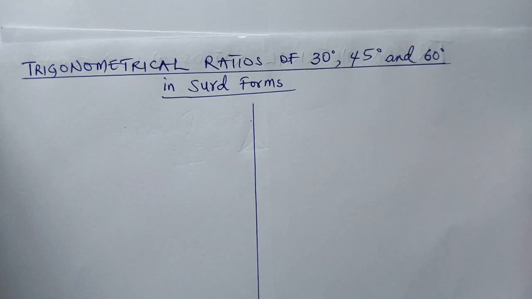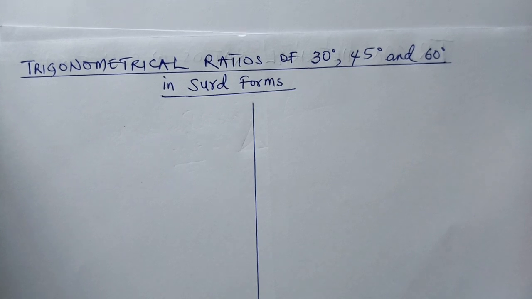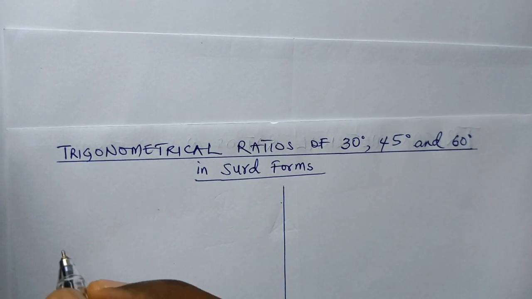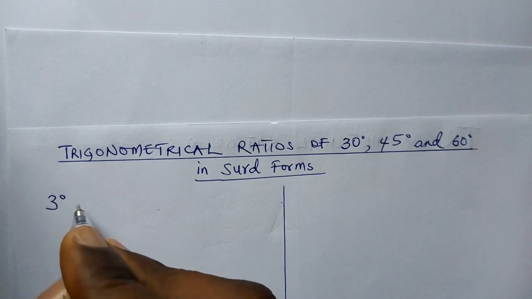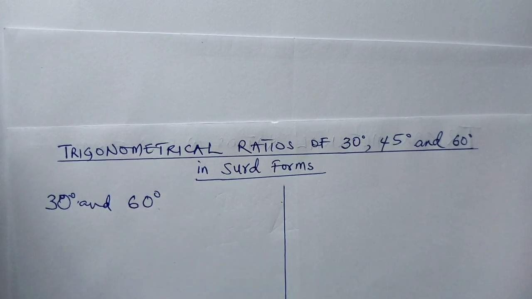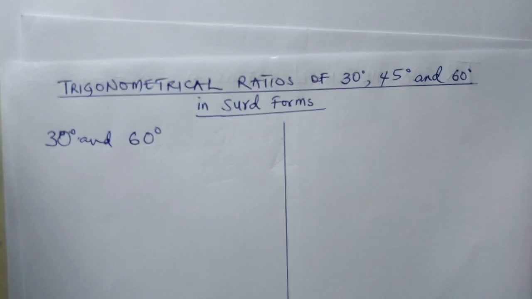Ladies and gentlemen, today we're going to look at trigonometrical ratios of 30 degrees, 45 degrees, and 60 degrees in short forms. Let's start with 30 and 60 degrees. We use an equilateral triangle.